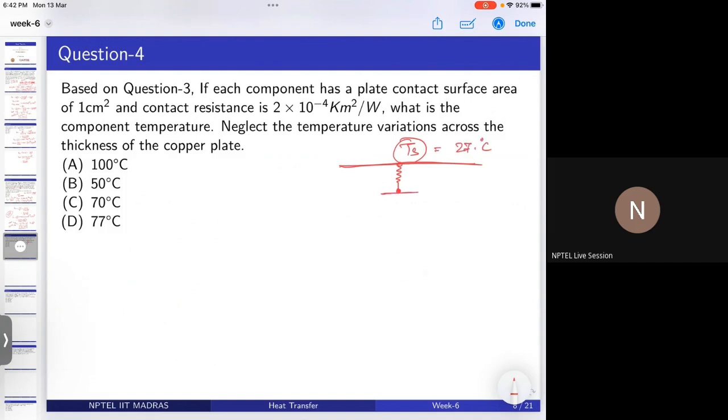And there is a contact resistance between the plate and this component. It may be because of the thermal paste or something, it may be attaching, that is a contact resistance. And we are asked to find out what is the temperature of the component, Tc. Okay. And we can neglect the temperature variation across the thickness of the plate. That's also given. So it's like Q is equal to, that is the heat flux that is going, is equal to Tc minus Ts divided by the contact resistance.